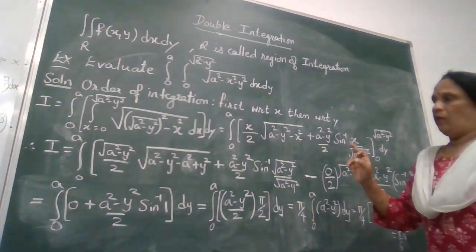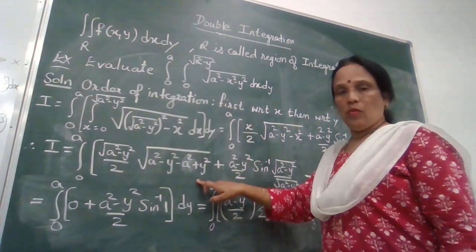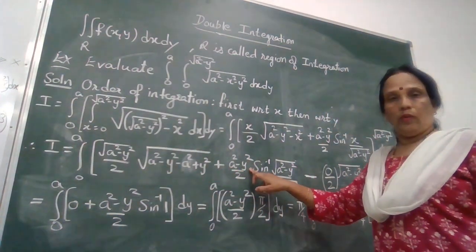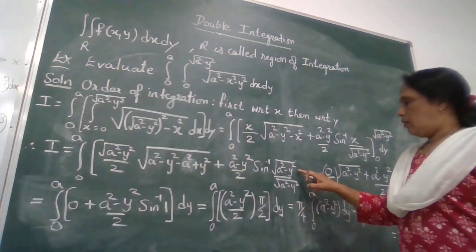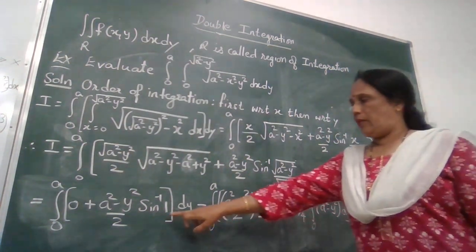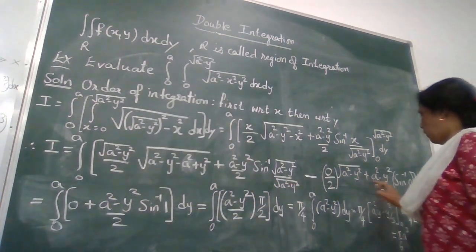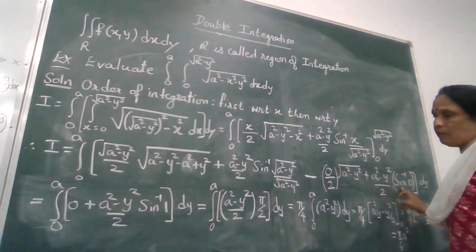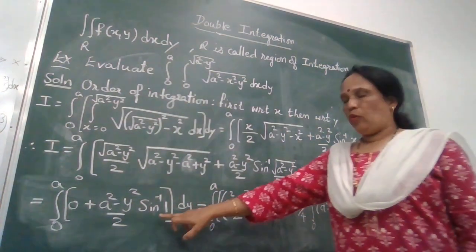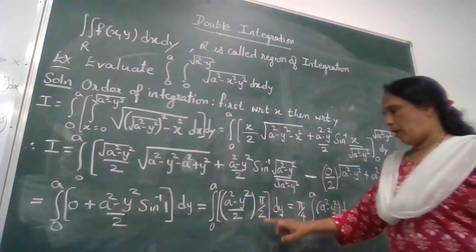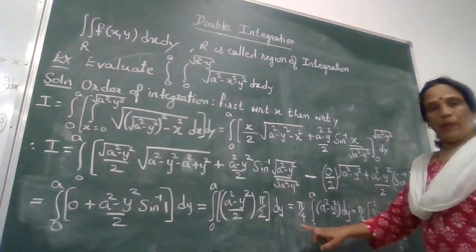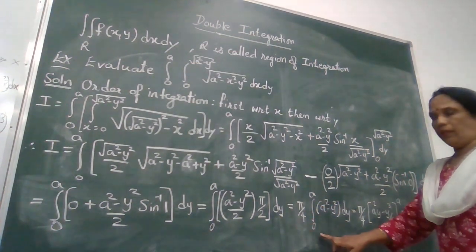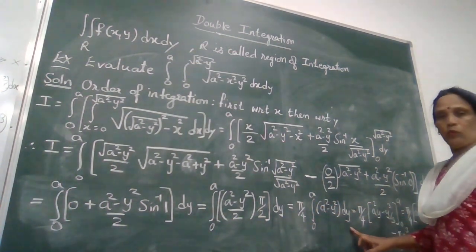On simplification, we find that this term is 0. So we are left with a square minus y square by 2 sine inverse. Here we get 1. So we get sine inverse 1. And the lower limit is giving us 0 answer. So now we replace the value of sine inverse 1 as pi by 2. We take the constant terms outside. So we take pi by 4 outside and now the integration is done with respect to y.